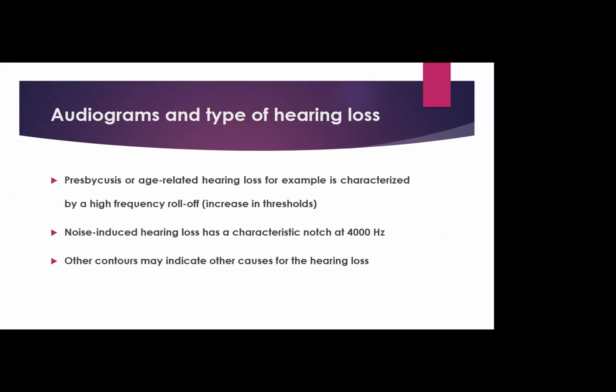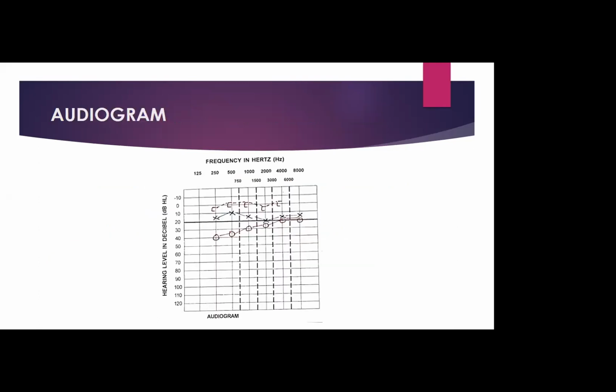Then in cases of age related changes, the presbycusis, a high frequency roll off, or the increase in thresholds at higher frequencies, is observed. In noise induced hearing loss, the characteristic is a sensorineural notch at 4000 hertz, and the other contours may indicate various other pathologies.